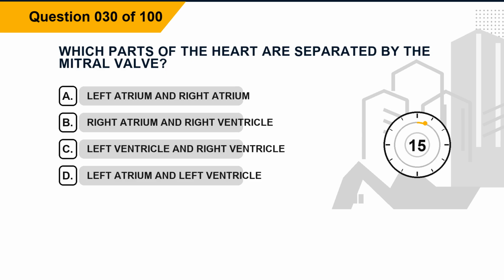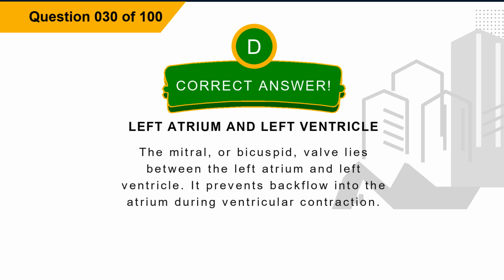Question 30. Which parts of the heart are separated by the mitral valve? Option A, left atrium and right atrium. Option B, right atrium and right ventricle. Option C, left ventricle and right ventricle. Option D, left atrium and left ventricle. The correct answer is option D, left atrium and left ventricle. Explanation: the mitral, or bicuspid, valve lies between the left atrium and left ventricle. It prevents backflow into the atrium during ventricular contraction.